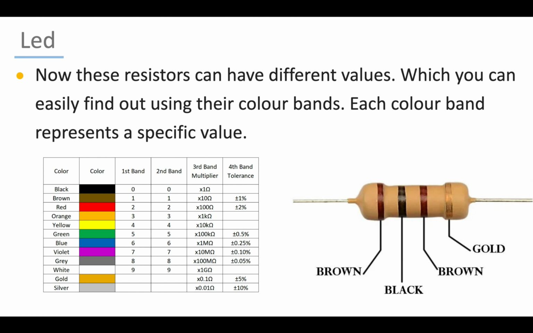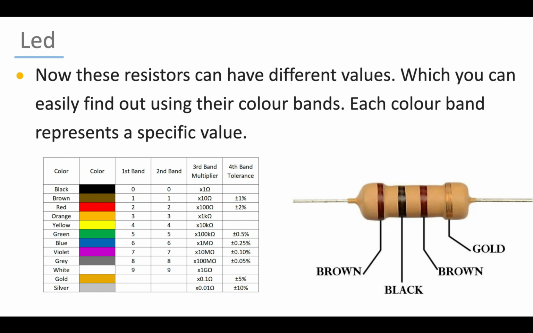Like first we have the first band which is brown here. So we will check the column first band in which we have the value of brown 1. So our first digit will be 1. Our first two bands are our digits, third band is our multiplier and fourth band is our tolerance.